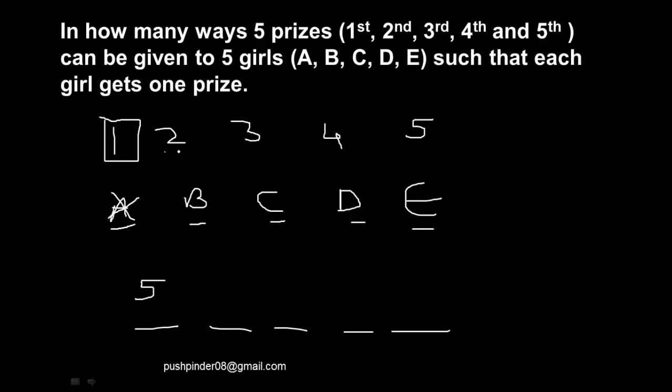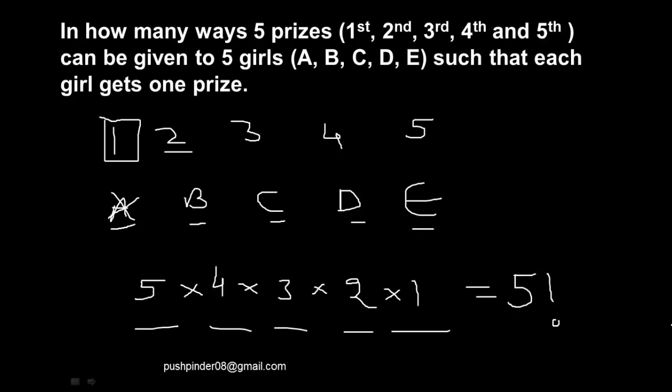Now in how many ways can you distribute the second prize? Because each girl has to get 1 prize, girl A cannot get more than 1 prize. So similarly 4 ways here, 3 ways here, then 2 ways here and 1 way here. So our answer, if we calculate, is nothing but 5 factorial.